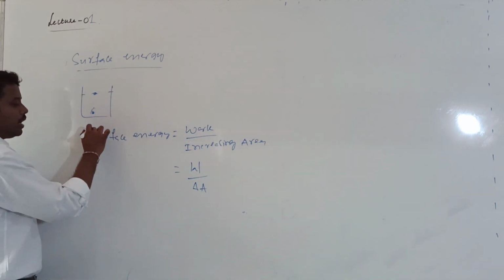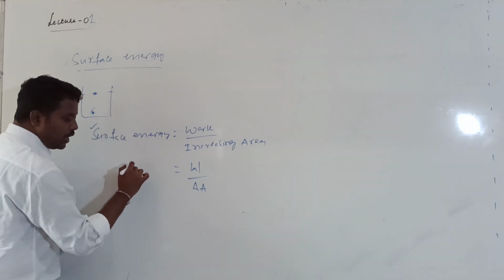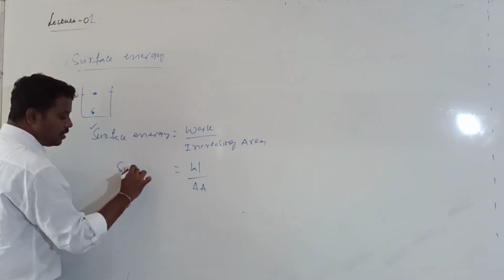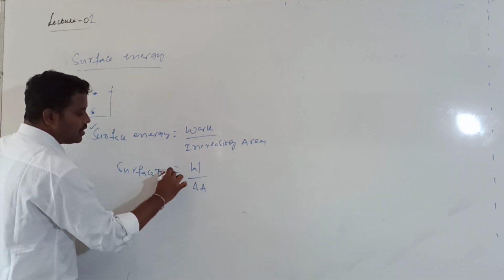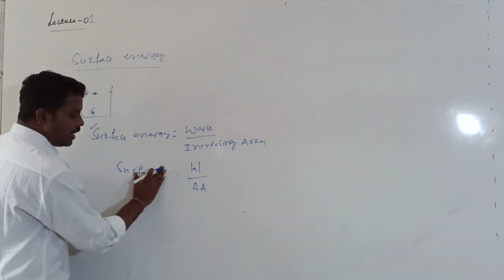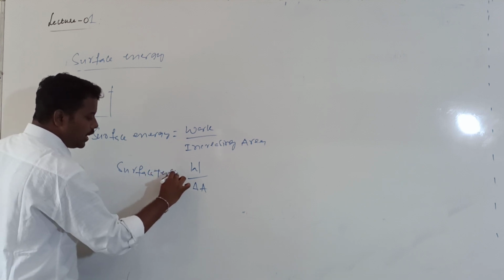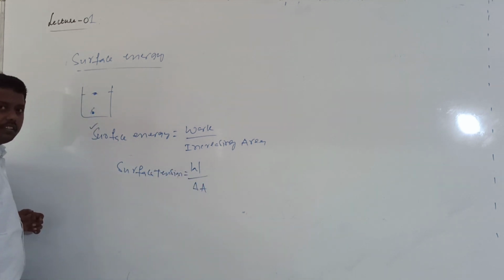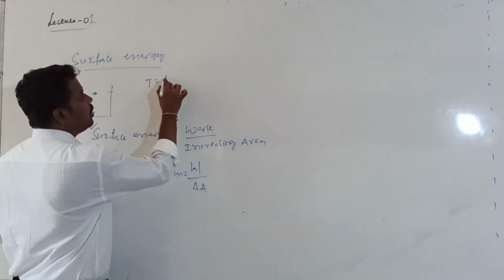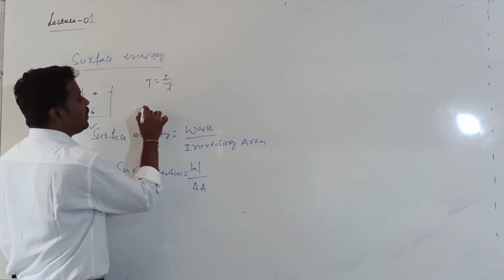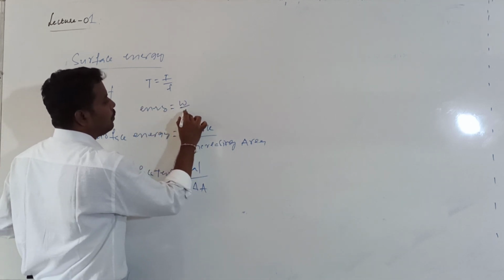But according to dimensional analysis, we can show that the surface energy value is equal to the surface tension. If you write the dimension formula of surface tension and surface energy, surface tension is numerically equal to surface energy. Are you getting it? What is the definition of surface tension? Force by length. What is the definition of surface energy? Work done by area.